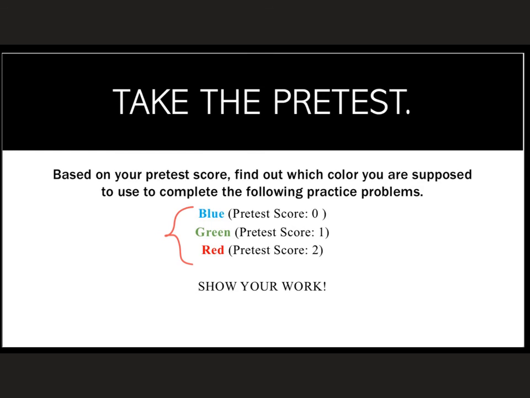So if I scored a 1 out of 2, I would only be looking at all of the green numbers as I go through the practice. So go ahead, take the pretest, start your practice slides. Good luck.